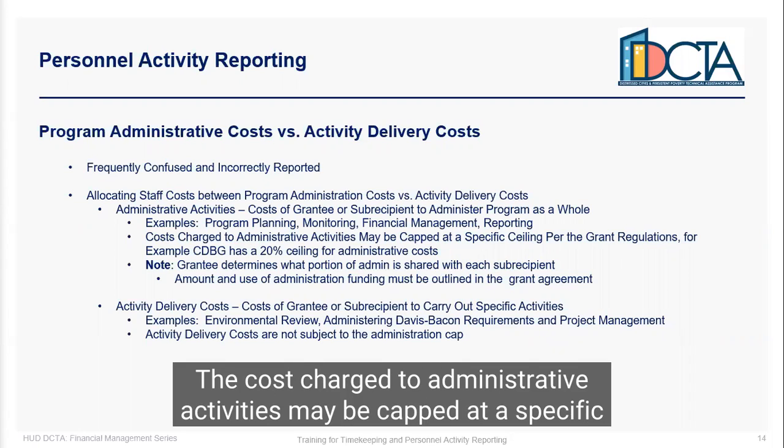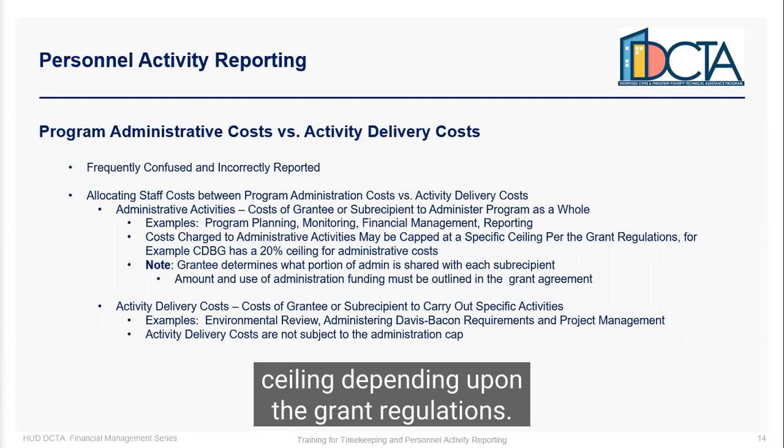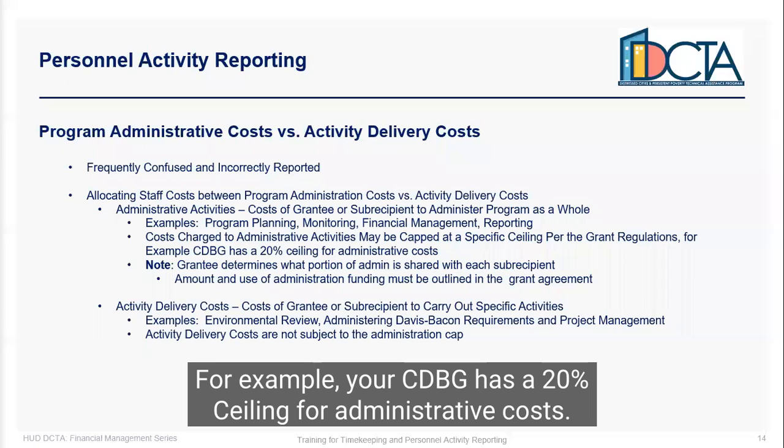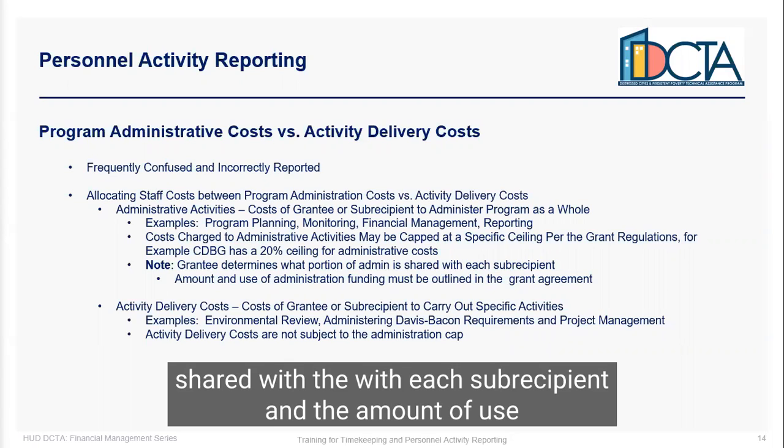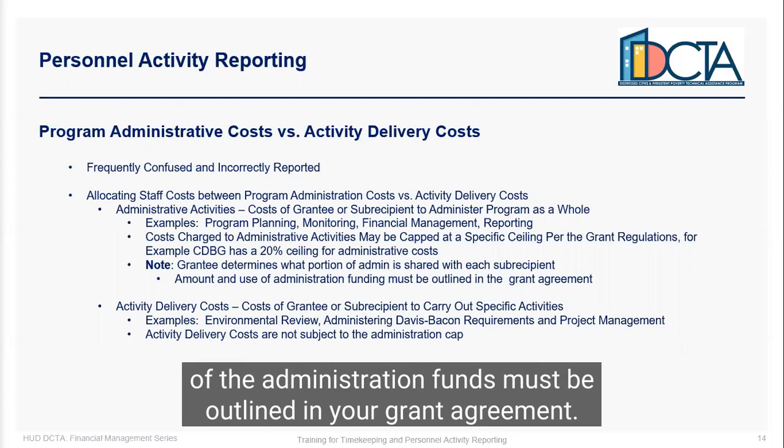The cost charged to administrative activities may be capped at a specific ceiling depending upon the grant regulations. For example, your CDBG has a 20% ceiling for administrative costs. Now note that it's the grantee that determines what portion of admin is shared with each subrecipient. And the amount and use of the administration funds must be outlined in your grant agreement.